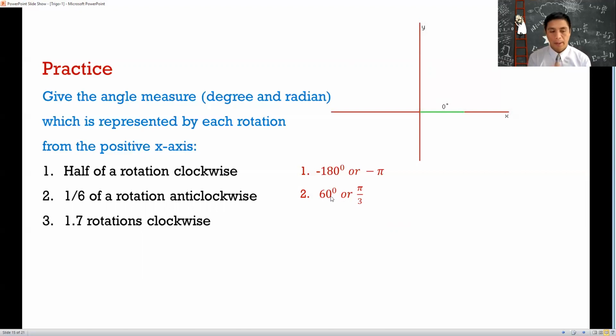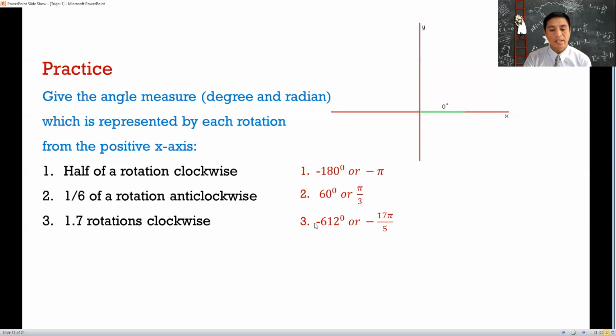Okay, number 3. How much is 1.7 rotations clockwise? So simply multiply 1.7 by 360 degrees and look at the direction, clockwise. So it should be negative. Again, 1.7 times 360 is 612.